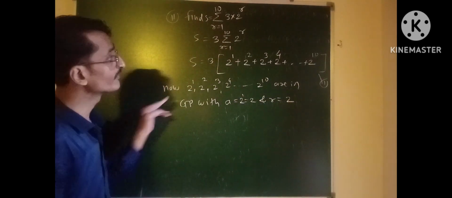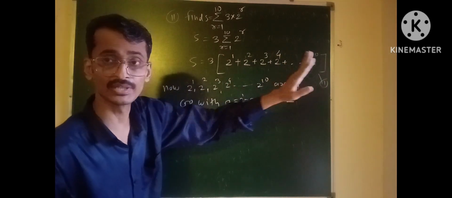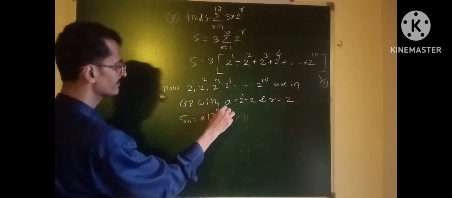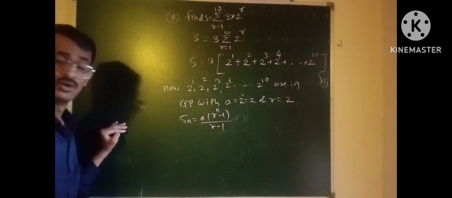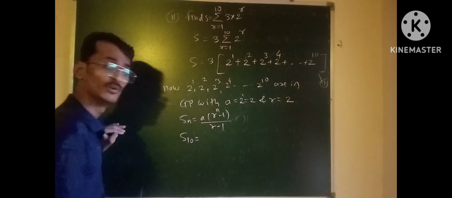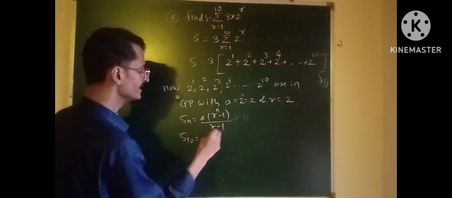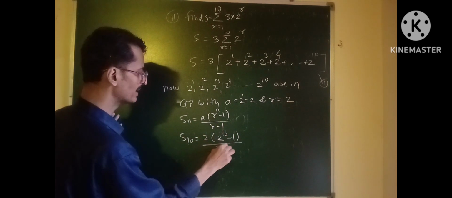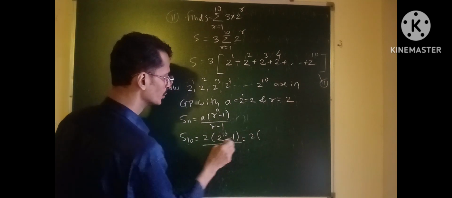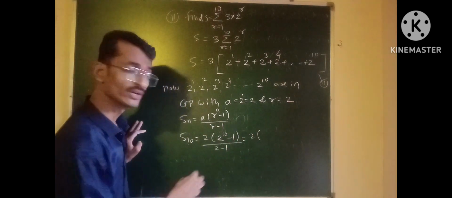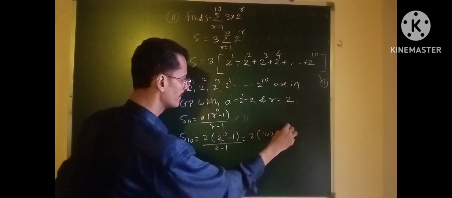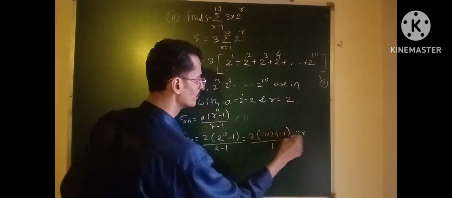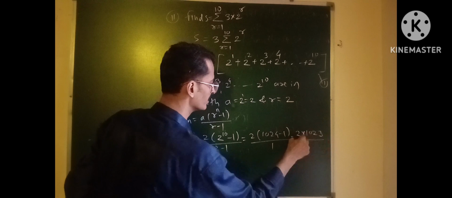So we want the sum of the first 10 terms. This is 1, 2, 3, 4 up to 10, so there are 10 terms. Now Sn is a into r raised to n minus 1 upon r minus 1. Put n equal to 10. A is 2, r is 2, n is 10: 2 into 2 raised to 10 minus 1 upon 2 minus 1. 2 raised to 10 is 1024. So 2 into 1024 minus 1, that is 1023, upon 1.